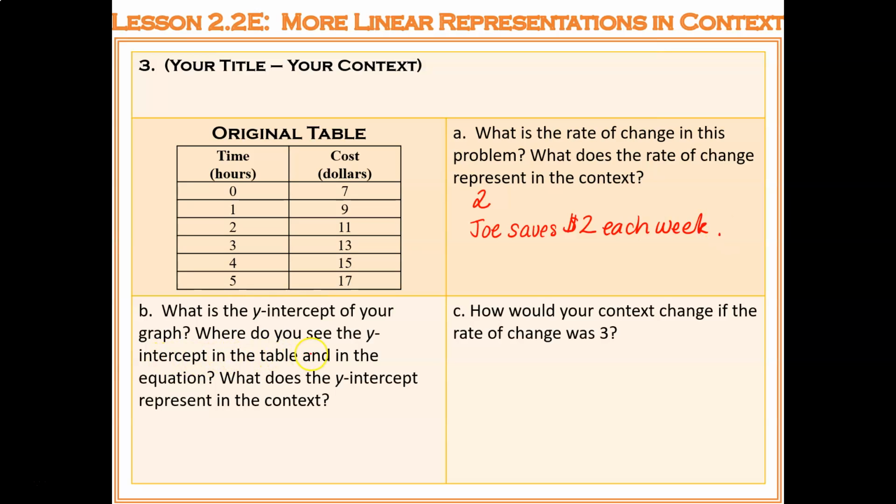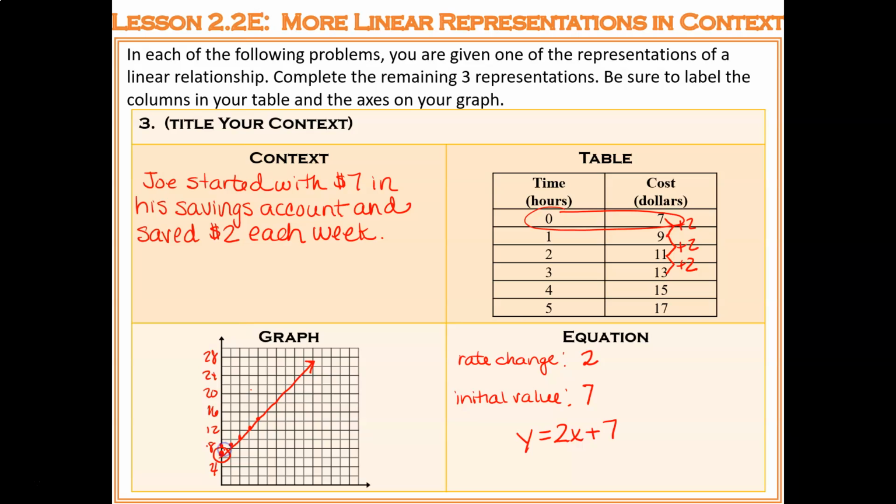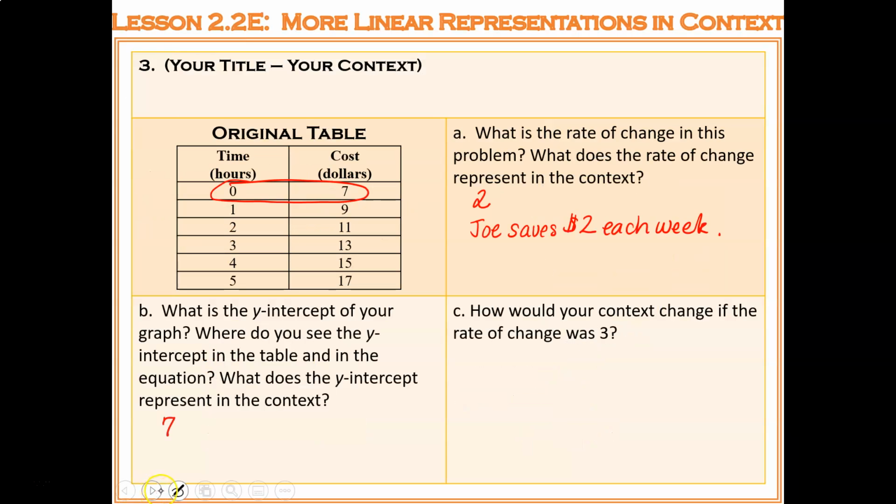What is the y-intercept of your graph? It is 7. And where do you see that on the table? Here is where you see it on the table. And here is where you see it on the graph, the place you start. What does it mean? It means Joe starts with $7 in his account.